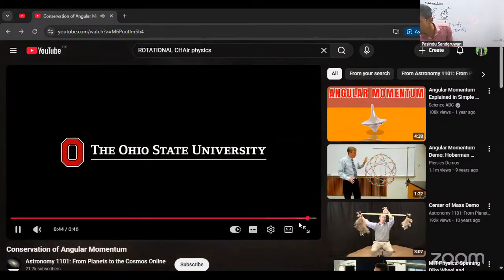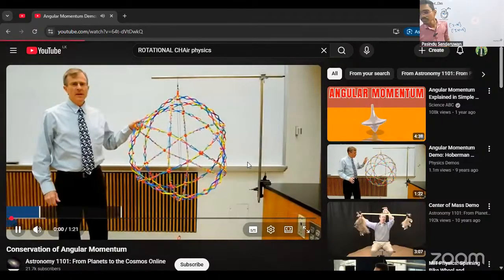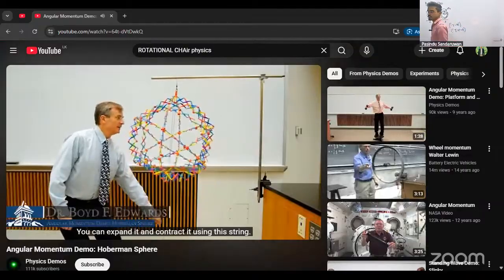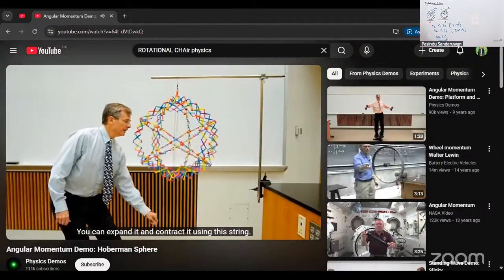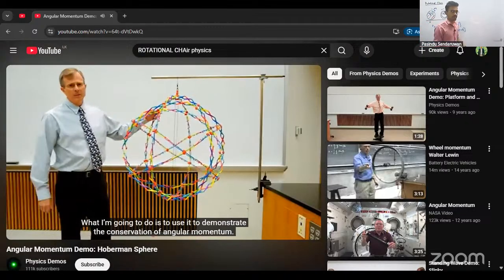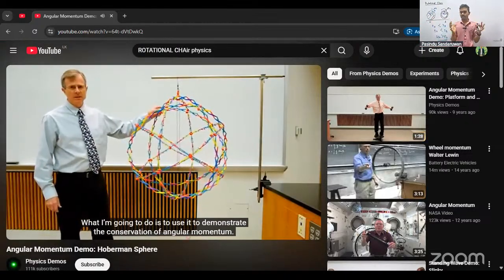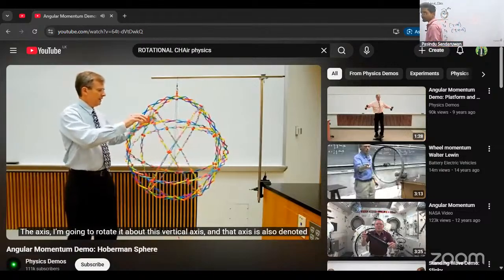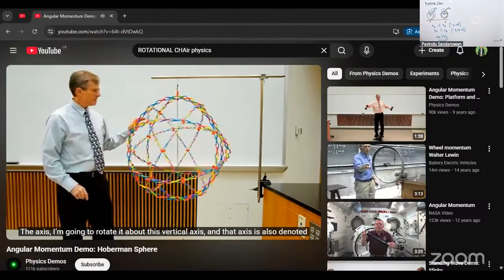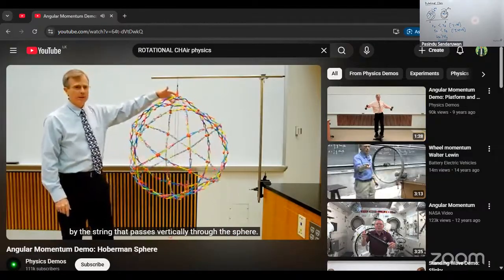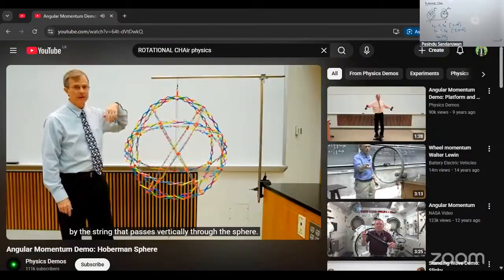And watch this as well. This is also a good one. This is a Hoberman sphere. You can expand it and contract it using this string. What I'm going to do is use it to demonstrate the conservation of angular momentum. I'm going to rotate it about this vertical axis, and that axis is also denoted by the string that passes vertically through the sphere.